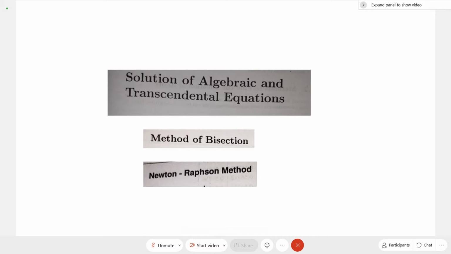Okay, so as per your syllabus, we will be covering two methods, the bisection method and the Newton-Raphson method. We will be solving algebraic and transcendental equations.